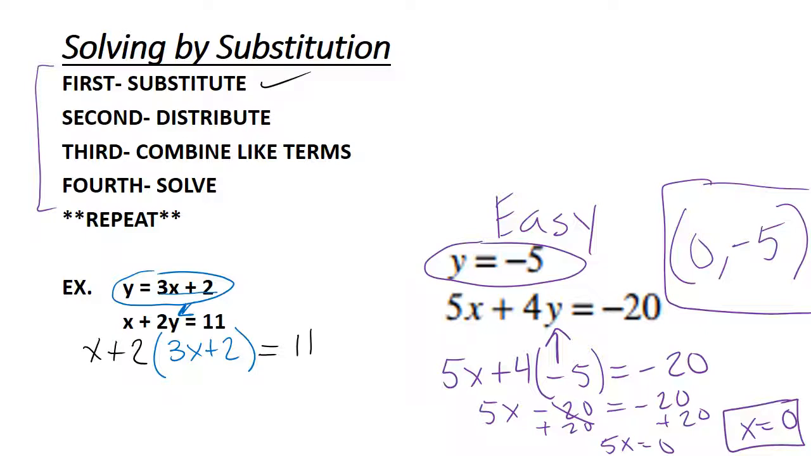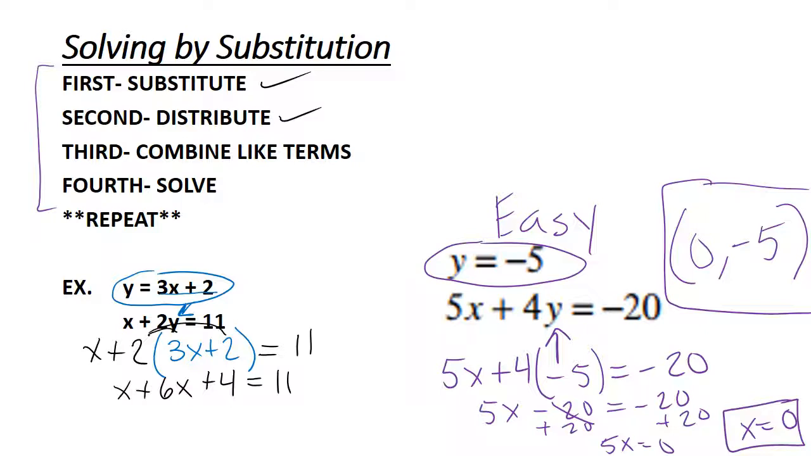Next, I need to distribute. All right. So I distribute the 2. Distribute the 2. So I have x plus 6x plus 4 equals 11. All right, distribute, check, done.